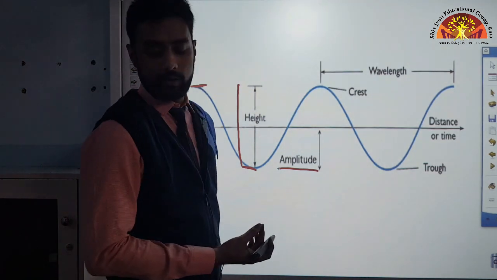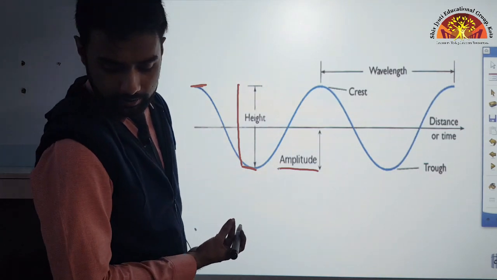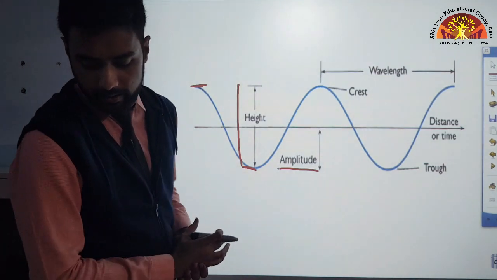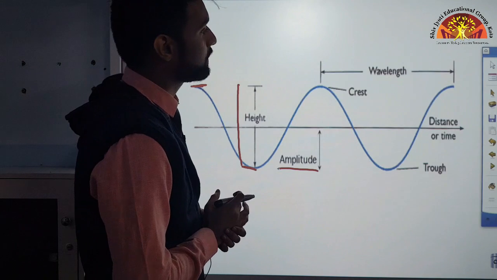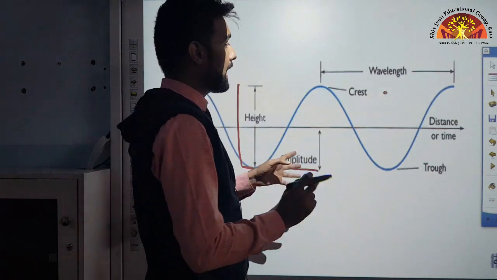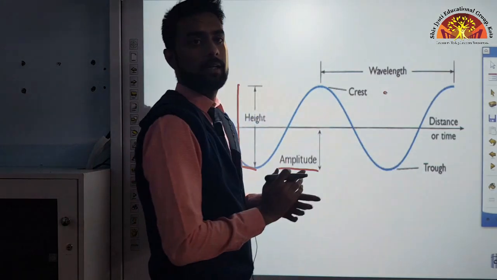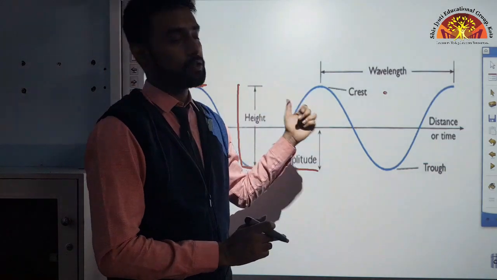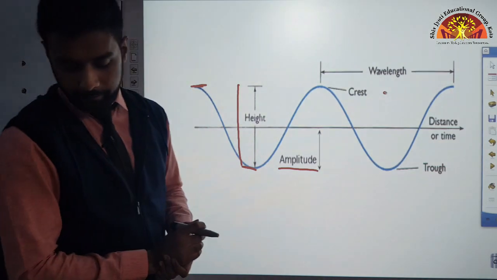Now, how do we calculate the wave period? Wave period is merely the time interval between two successive crests or troughs as they pass a fixed point. Suppose there is a point here. The time it will take for two crests to pass this point will be called the wave period. The time it takes for two crests or two troughs to pass this one particular fixed point is called the wave period.